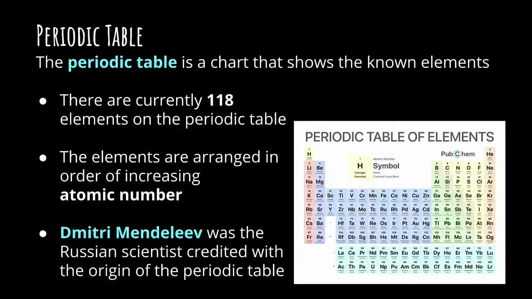So we've talked about how the atomic number identifies the element, and tells us how many protons that particular element has. So that top number in the box on the periodic table is the atomic number. That's how it's arranged. Dmitry Mendeleev is a Russian scientist that is credited with the origin of the periodic table, but there were lots of other scientists whose work went into the periodic table that we know and use today. He came up with one of the first ones.